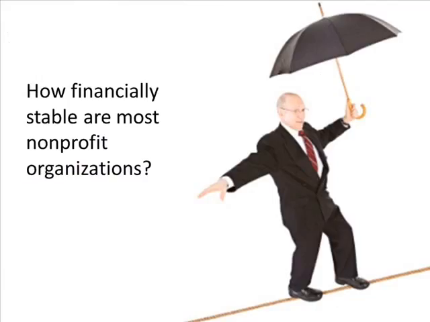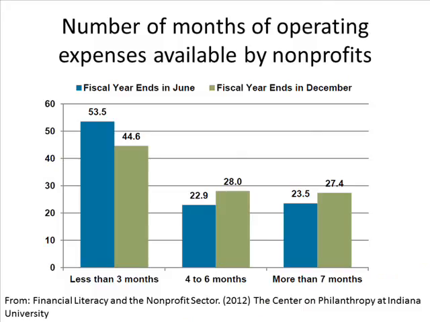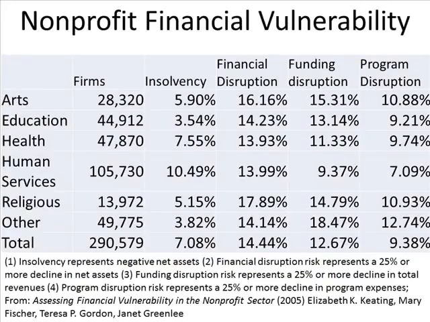How financially stable are most nonprofit organizations? Here's a study from the Center on Philanthropy at Indiana University that shows that about half of all nonprofit organizations have less than 3 months of operating expenses. So if there's any kind of disruption, there's going to be serious problems with those organizations. Here's another study that looks at a few 100,000 nonprofit organizations and finds that there is a substantial proportion that experiences financial disruption, funding disruption, program disruption, or insolvency. In particular, concerns within human services in insolvency and financial disruption.